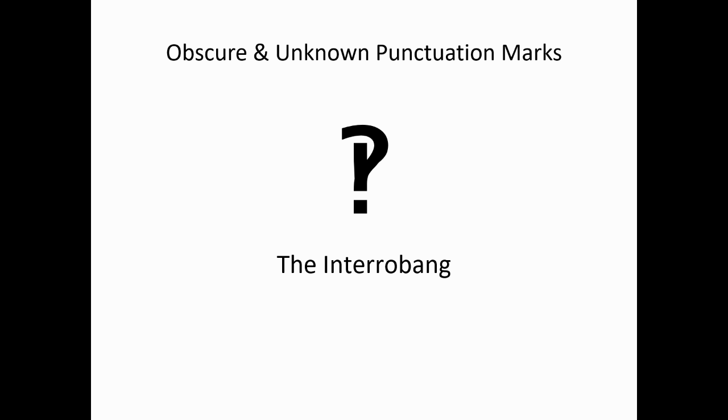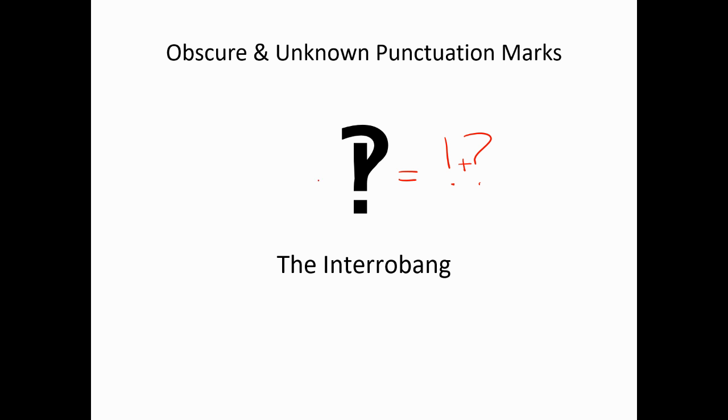Next up, the Enterobang. As opposed to what's illegal in Canada and Australia, the Enterobang is 100% legal in the United States. It is a punctuation mark a lot of people don't realize exists. The Enterobang is a combination of the exclamation mark and the question mark. And if we added those two together, we get the Enterobang.